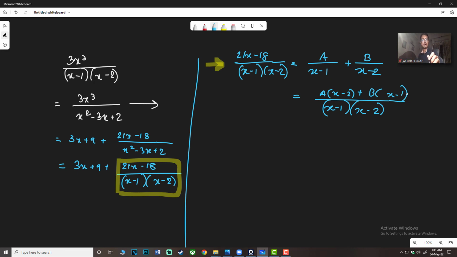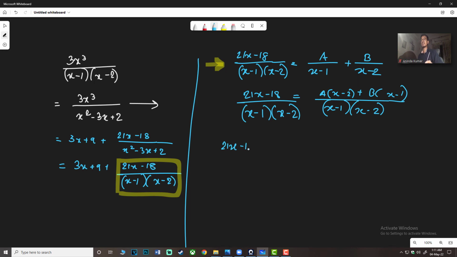The type that I'm showing you now is both type 2 and type 3. Both are covered in this part. Now we can compare the numerators, because the denominators are the same: x minus 1, x minus 2, x minus 1 and x minus 2. The denominators are the same, so we can compare the numerators like this.